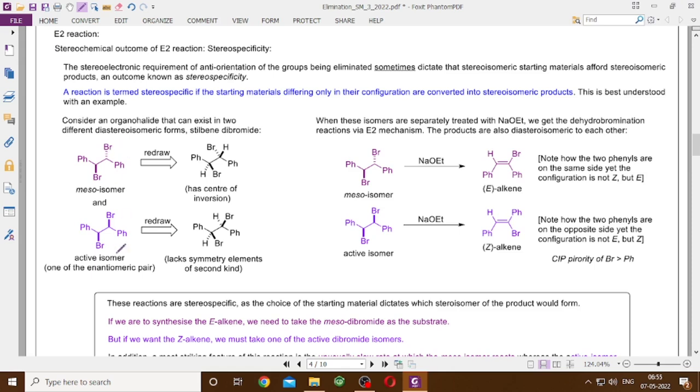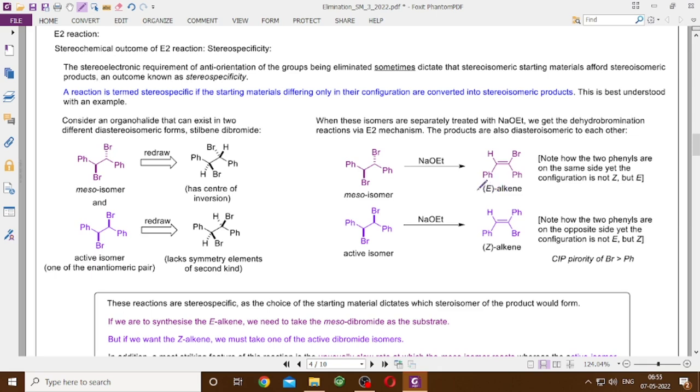So I have two different things, two different diastereoisomers. When we do E2 reaction under similar conditions separately for these two, from the meso isomer we get the E alkene, and from the active isomer via dehydrobromination we get the Z alkene.